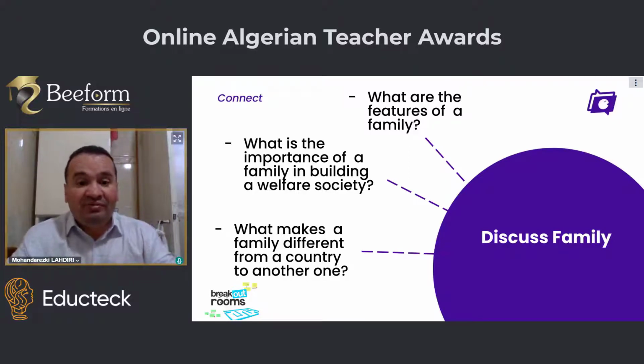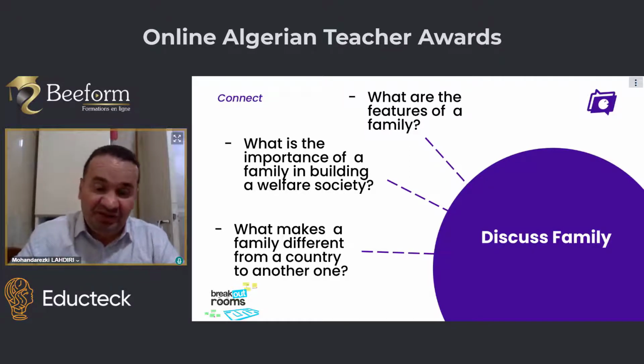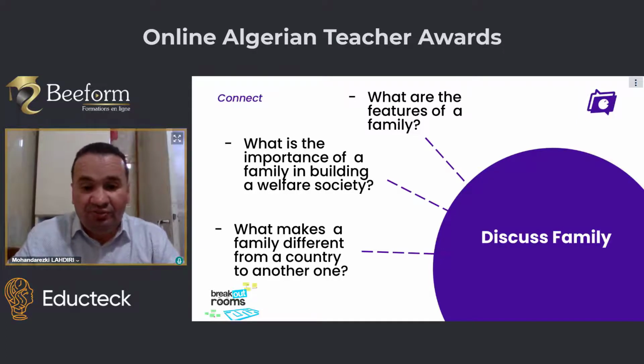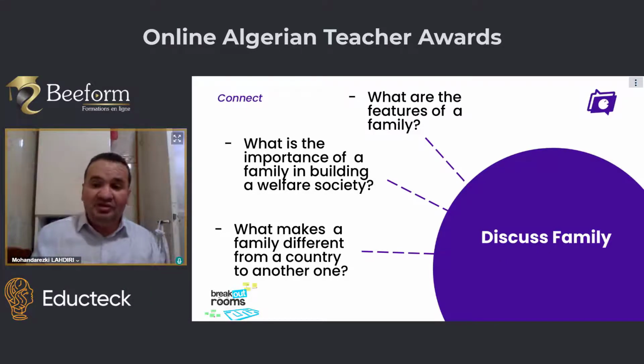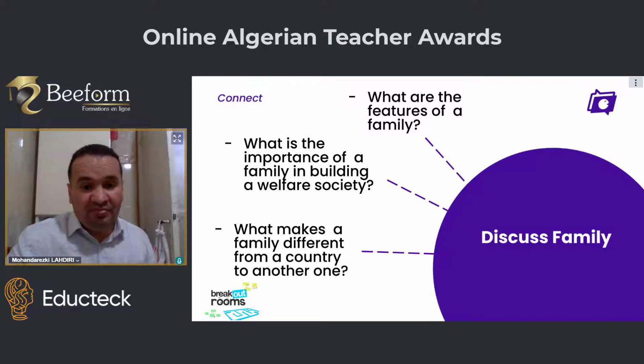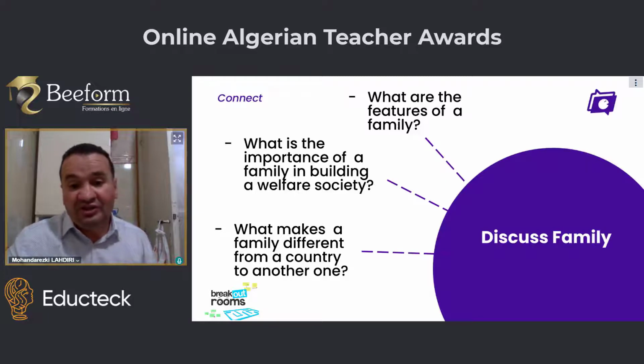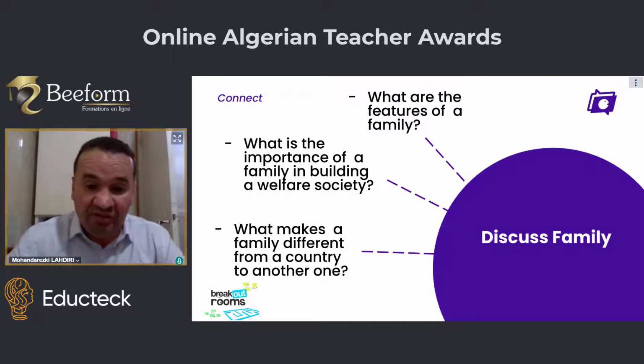What is the importance of a family in building a welfare society? And of course, the discussion here is open for everyone here. There is a statement that says a society is based on a family, and a welfare family conducts to a welfare society. And then the next question is, what makes a family different from one country to another? Again, here, maybe we can have some different conceptions of seeing a family and how a family is conceived from one country to another.